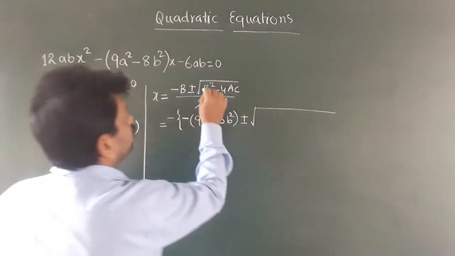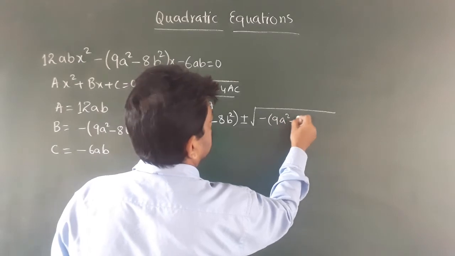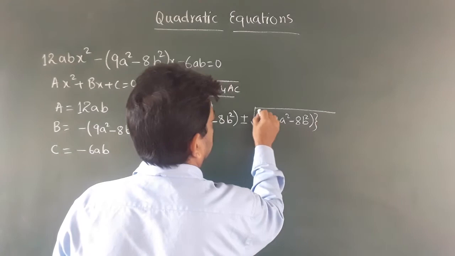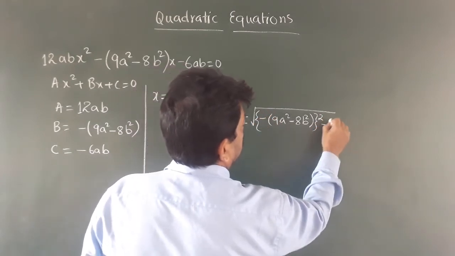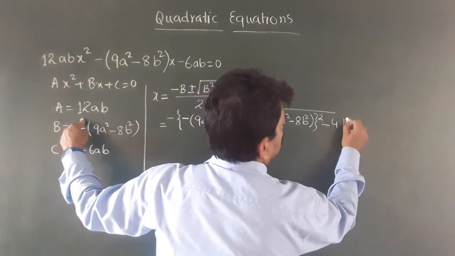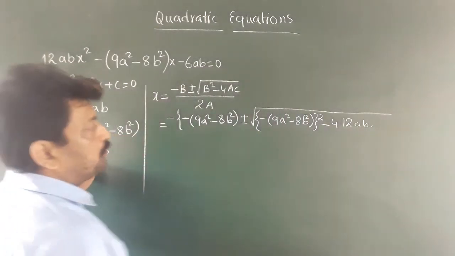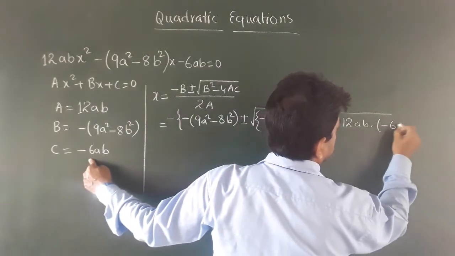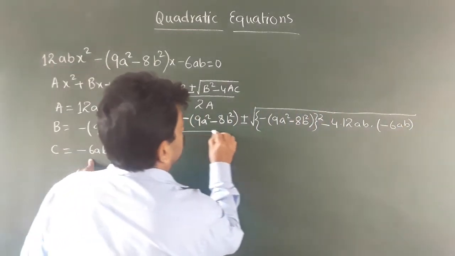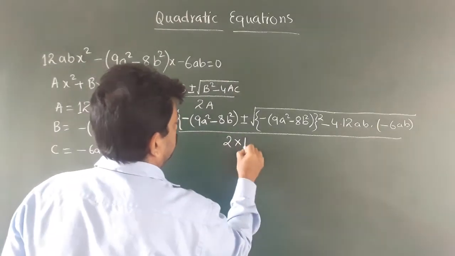Root over b square means this: minus 9a square minus 8b square. Minus 4, a means 12ab, and c means minus of 6ab. Upon 2a, 2a means 2 multiplied with 12ab.